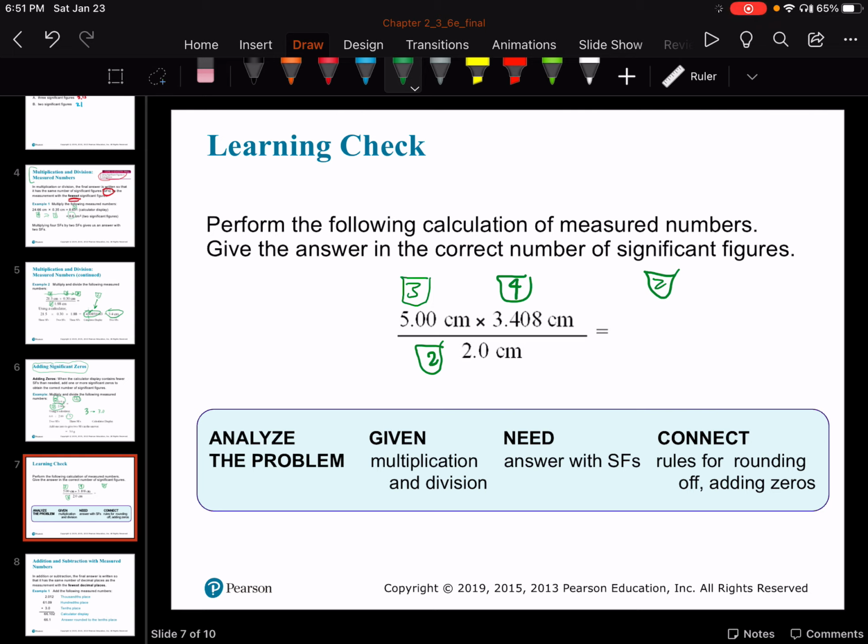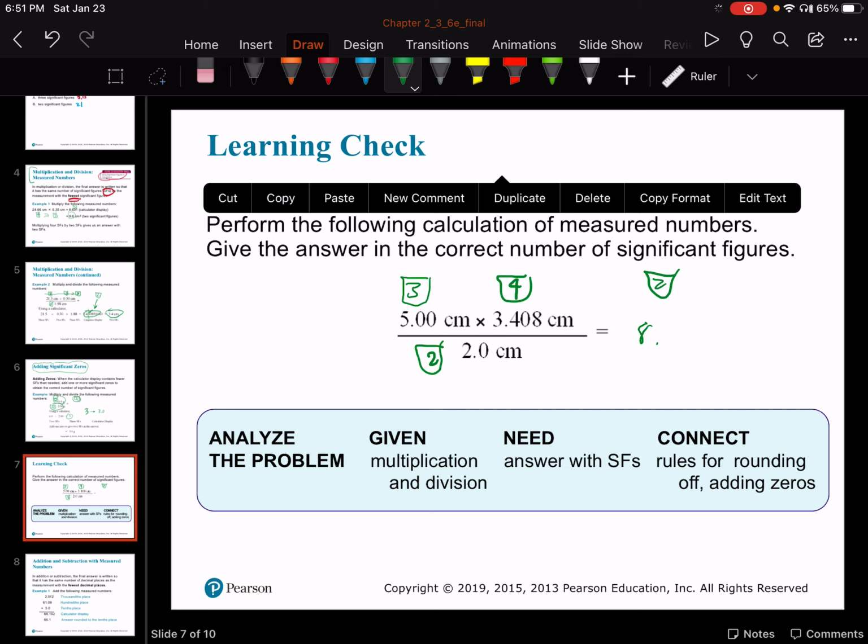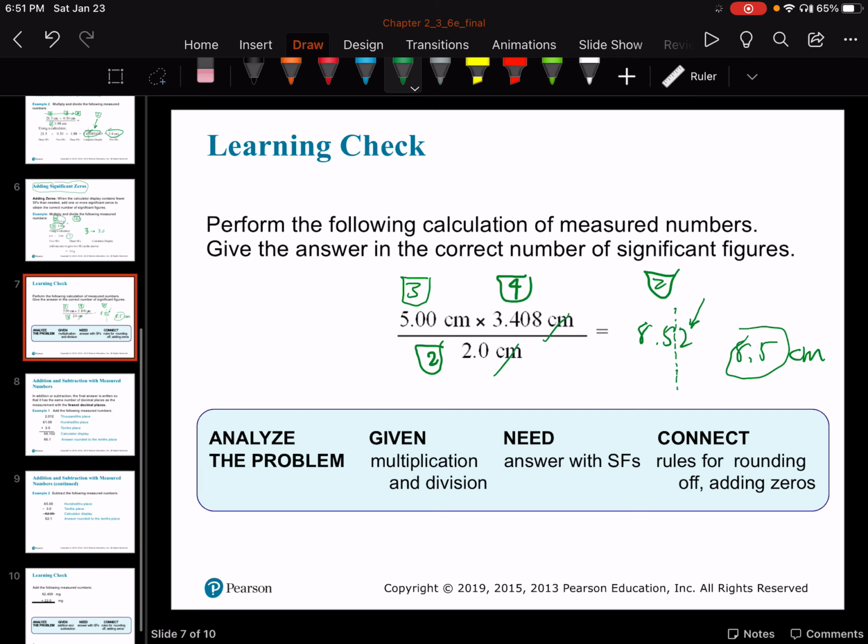Okay, and it's 5.00 times 3.408 divided by 2.0, and that's going to give me 8.52, but I got to write that to 2 sig figs, right? So that's the first digit to be dropped. It's 4 or less, so I'm going to say that this is reported as 8.5, okay? And that's the answer, 8.5 centimeters. That's my answer. Let me put my calculator back over there and say that that's it for that question.